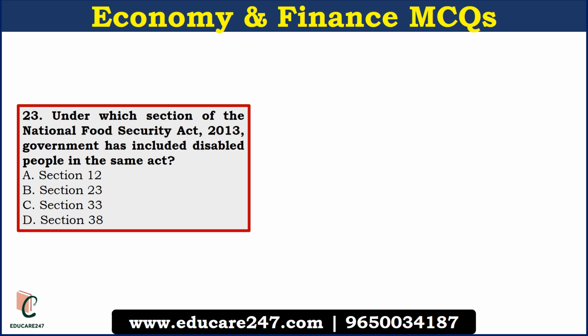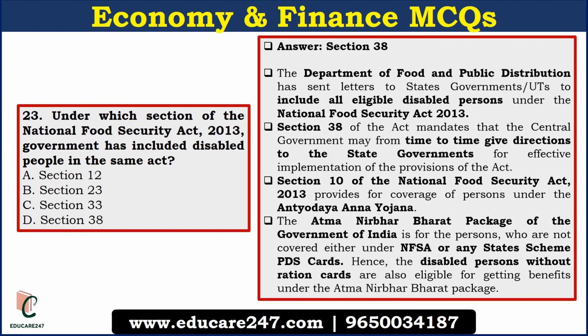The next question is, under which section of the National Food Security Act 2013 has the government included disabled people in the same act? The answer is Section 38. The Department of Food and Public Distribution has sent a letter to all state governments to include all eligible disabled persons under the National Food Security Act 2013. Section 38 of the act mandates that the central government can direct the state governments from time to time for the effective implementation of the provisions of this act.